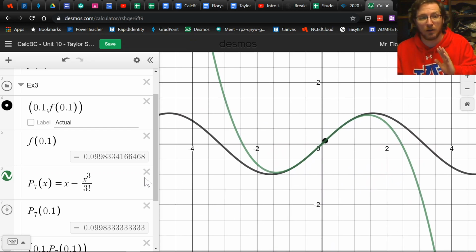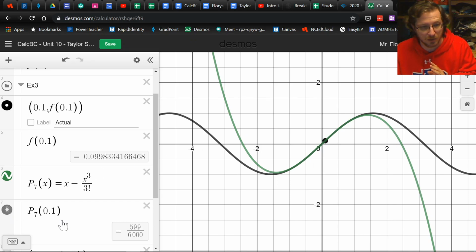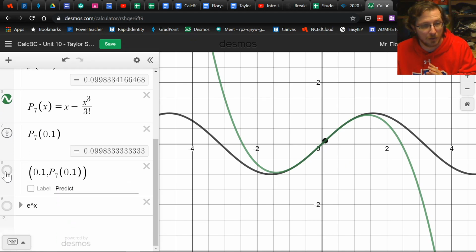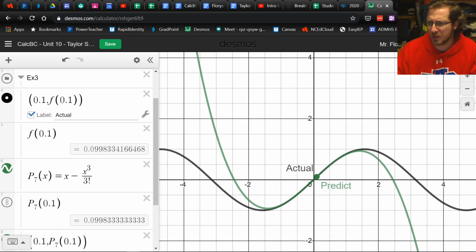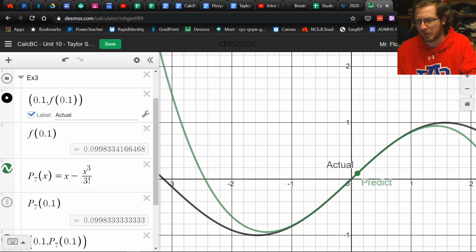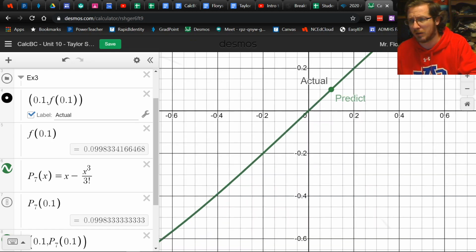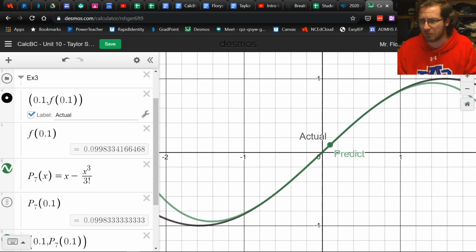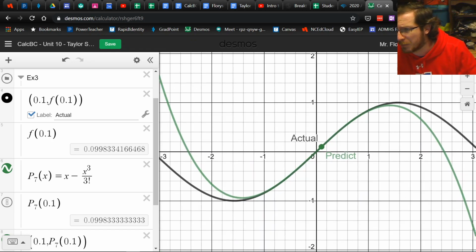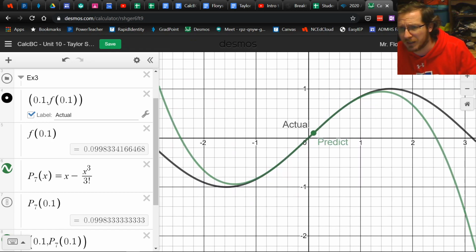All right, so you can see how that approximation, that Taylor polynomial in green, is a little bit better of an approximation. Let's see, where's my point? There's that prediction point. Here's the actual point. Again, it's hard to see. If we zoom in a little bit, we'll see that is a really good approximation around that point there. And it kind of breaks off just outside of 1 and -1.